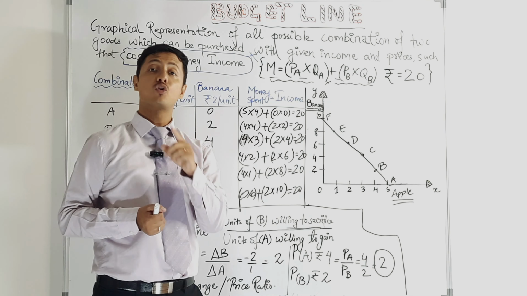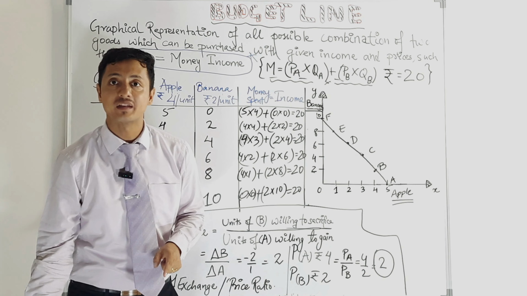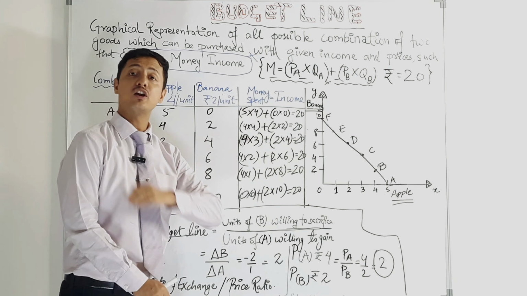One apple costs 4 rupees, one banana costs only 2 rupees. So in order to have one more apple, we need to sacrifice 2 bananas, right? So rightly the price ratio will be 4 by 2 equals to 2. So the slope of budget line and price ratio is the same. So budget line can also be known as market rate of exchange, the rate at which you exchange one commodity for the other at the market, or slope of budget line or price ratio. So these are the other names, right, for budget line.